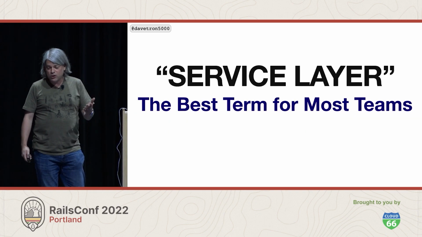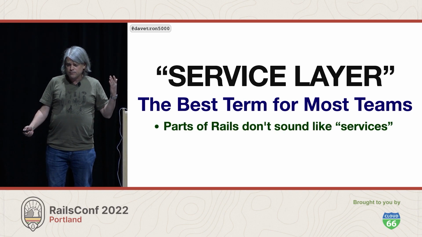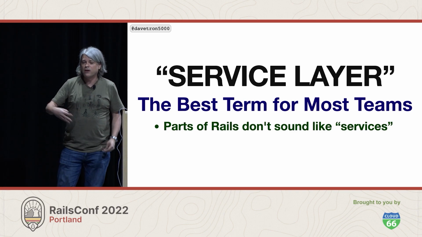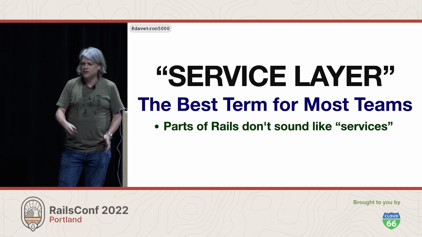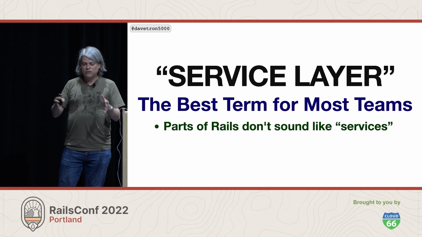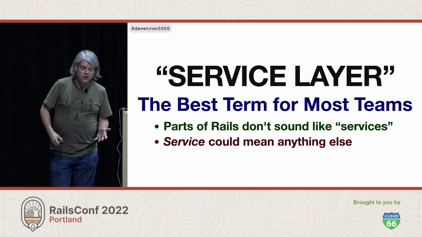So I'm going to say, right, you saw the title of the talk, service layer, the best term for most teams. Why? There's no way to conflate parts of Rails with services. If I say a service, you're not going to think I mean a controller. And maybe you did think that. And then we can have a quick conversation that is, when I refer to Rails things, I'll use the name. I'll say controller. When I say service, I mean everything else. Right? And then services don't mean anything else besides that, which is nice.